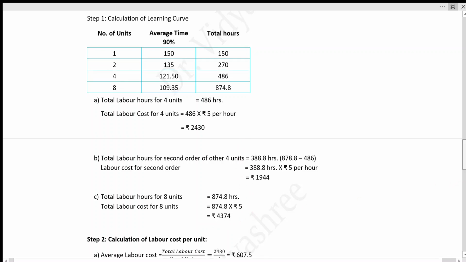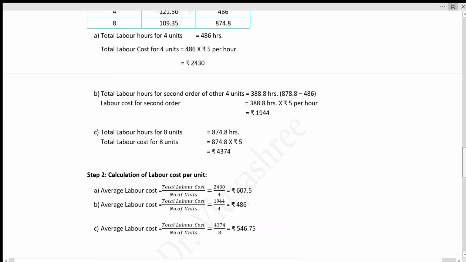Suppose we want to calculate the average labor cost. It's not given in the problem, but if you want to, the formula is just the labor cost divided by the number of units. For option A, what is the labor cost? Here you can observe rupees 2430. What is the number of units? It is 4. 2430 divided by 4 gives the average labor cost. In a similar way we have to calculate for the rest.